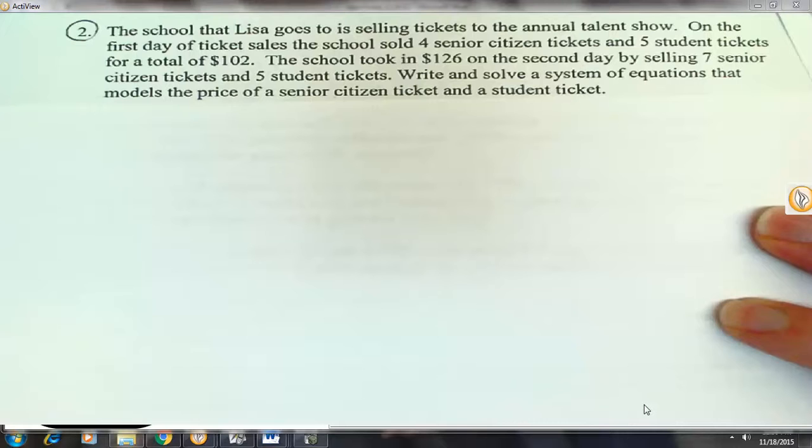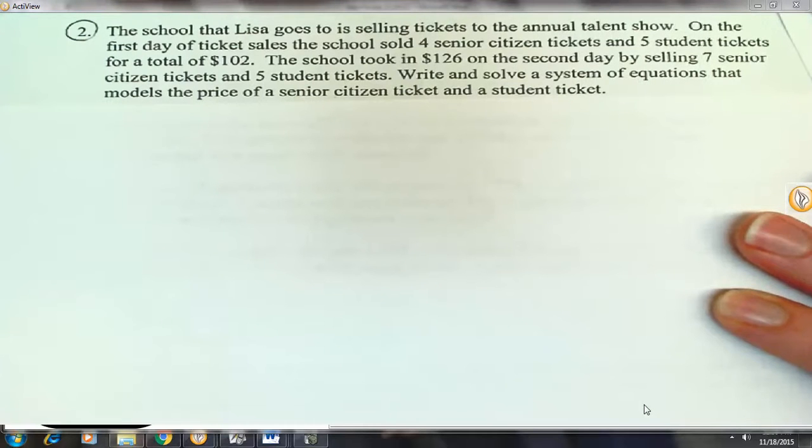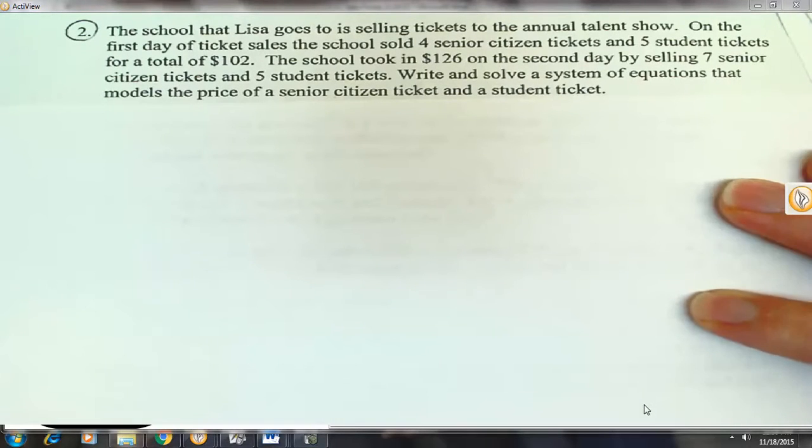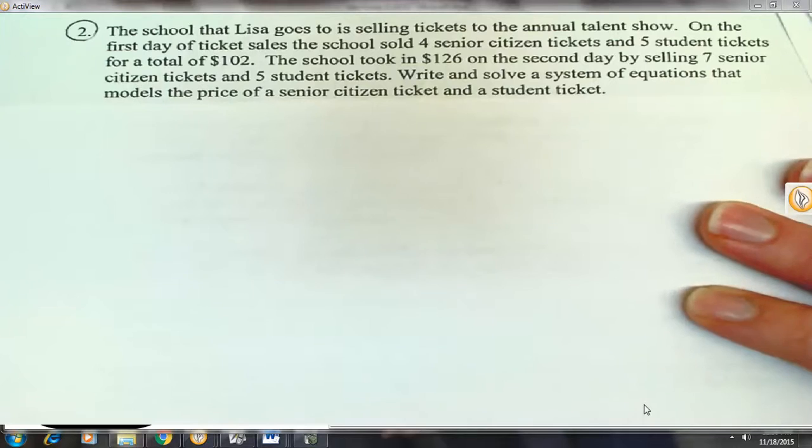The school that Lisa goes to is selling tickets to the annual talent show. On the first day of ticket sales, the school sold 4 senior citizen tickets and 5 student tickets for a total of $102. The school took in $126 on the second day by selling 7 senior citizen tickets and 5 student tickets. Write and solve a system of equations that models the price of a senior citizen ticket and a student ticket.